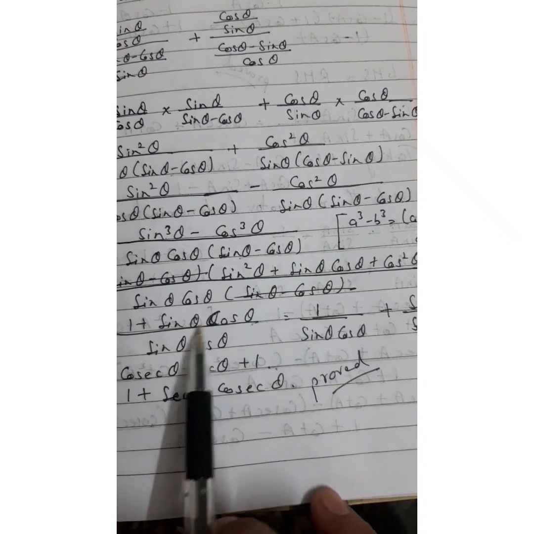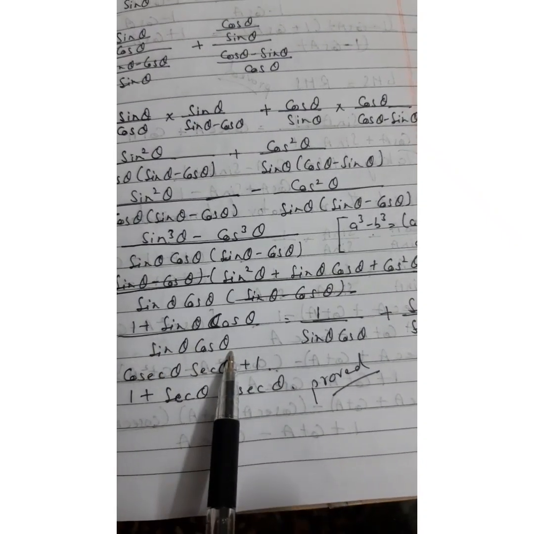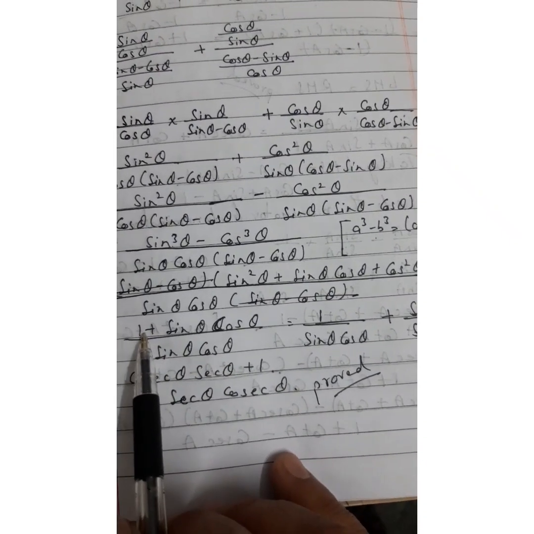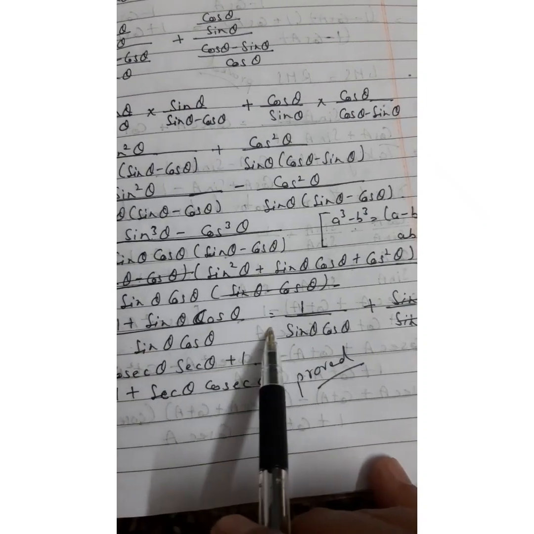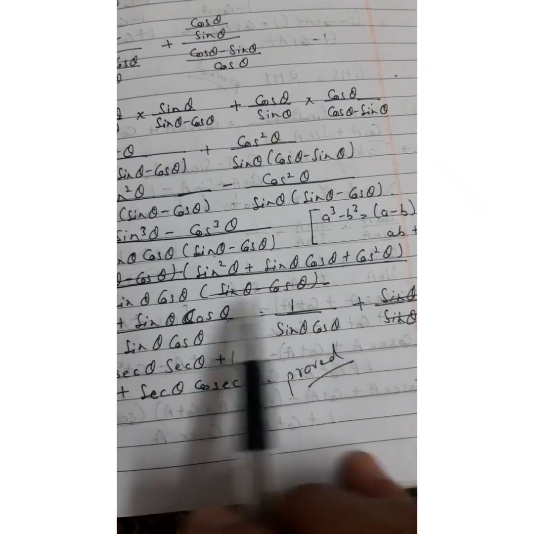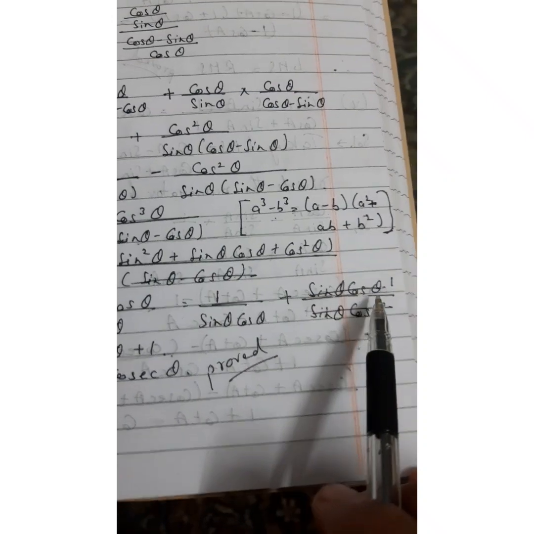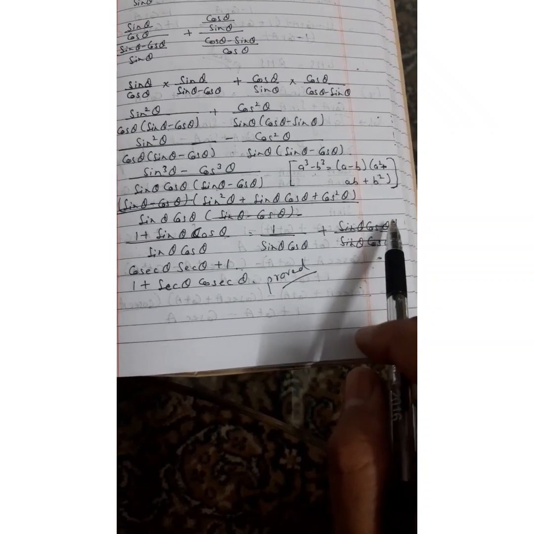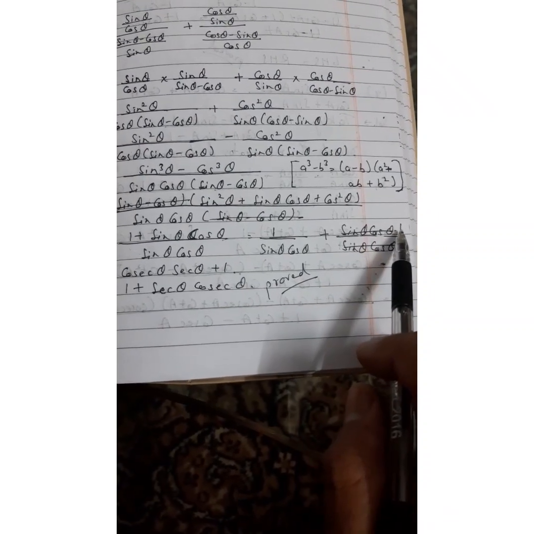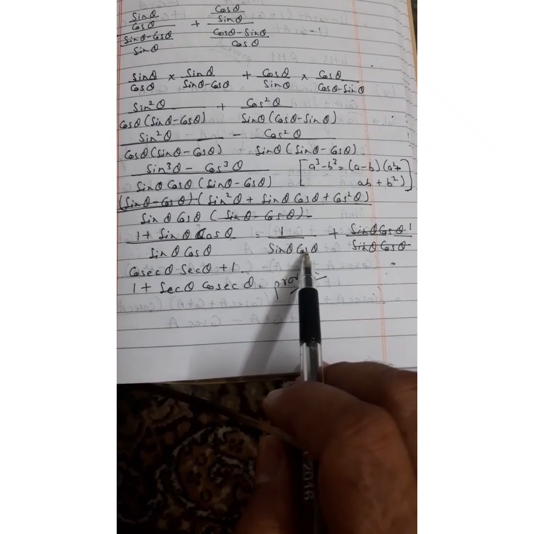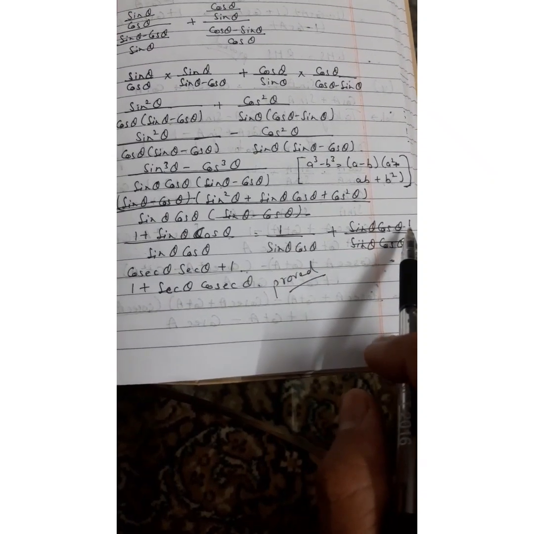So (1 plus sin theta cos theta) upon sin theta cos theta. Now we can separate them: 1 upon sin theta cos theta plus sin theta cos theta upon sin theta cos theta. We can see here, right? Because these are similar, we can cancel them, and 1 will remain. So 1 upon sin theta cos theta plus 1.